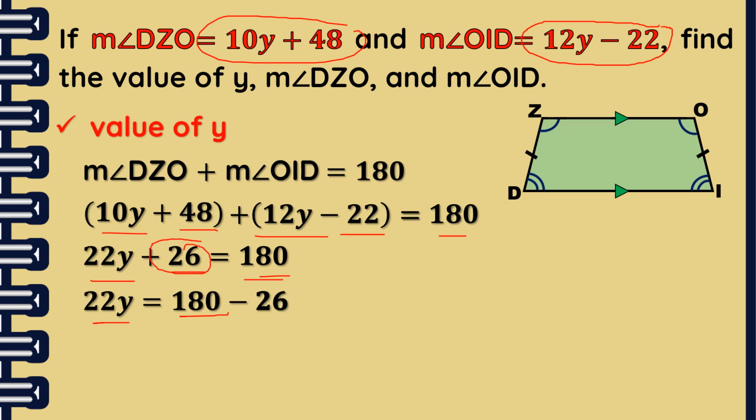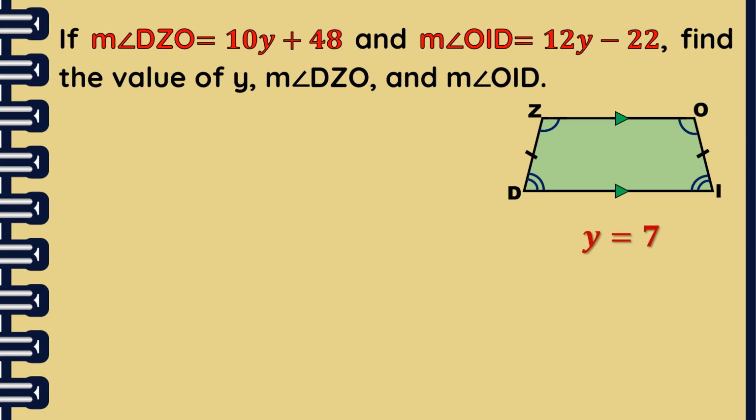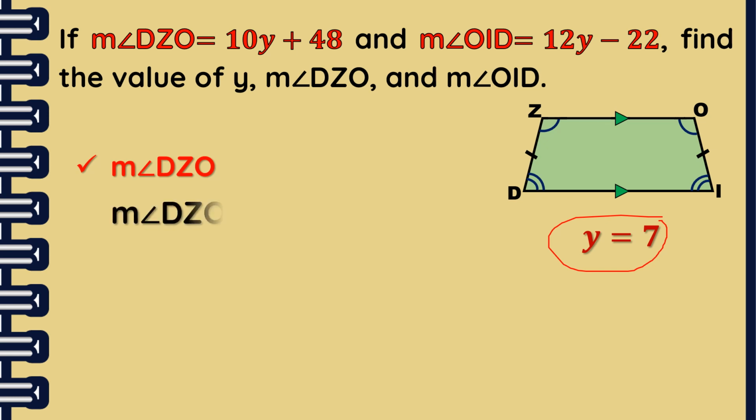From the left, we transfer 26 to the right, it becomes negative 26. The difference of 180 and 26 is 154. Dividing both sides of the equation by 22, the value of y would be 7. We are now ready to solve for the measure of angle DZO, since we are done solving for the value of y. Angle DZO based on the given is 10y plus 48.